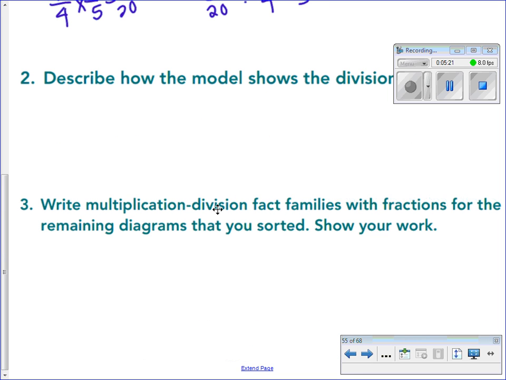Now, write multiplication, division, fact families with fractions for the remaining diagrams that you sorted. So get the rest of the pictures out of that bag. You just need the picture ones. And I want to see the fact families, even if you have to put a little sketch of it up here, like you draw a little picture of it and you sketch in one piece or whatever, and then you start your fact family below it. I want to see that. If you haven't done that, you need to go back and do it.